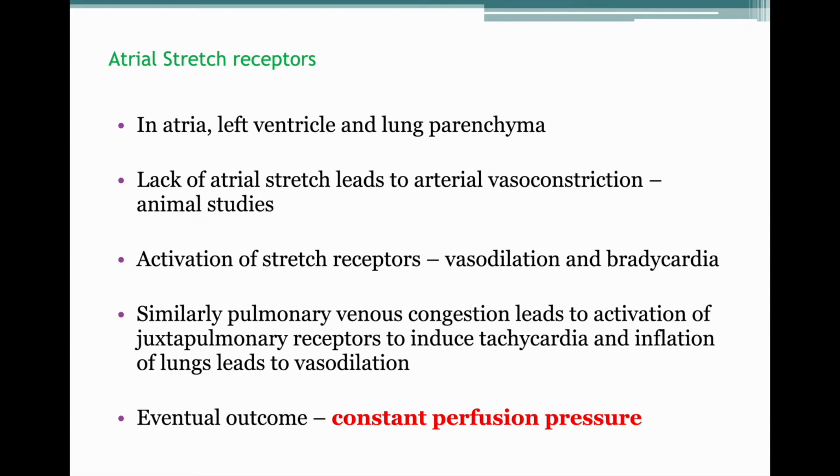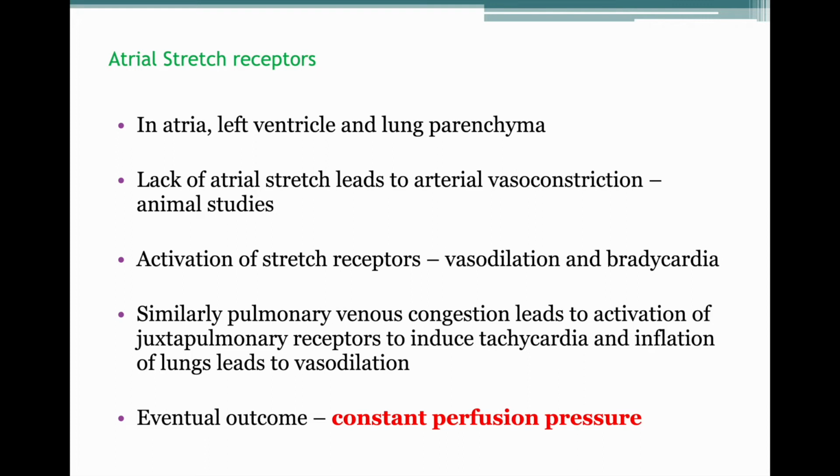Now, activation of the stretch receptor, suppose there is a high flow or hypertension, so the stretch receptor is activated and that causes vasodilation and bradycardia. So your BP comes down and is brought back to normal. Similarly, pulmonary venous congestion leads to activation of juxtapulmonary receptors that induces tachycardia, and inflation of the lungs leads to vasodilation. Similar activity everywhere. Suppose the pressure is high, there will be vasodilation and bradycardia to bring it down. Suppose there is low flow, then there will be vasoconstriction to increase the BP and flow. So the eventual outcome is to maintain a constant perfusion pressure.